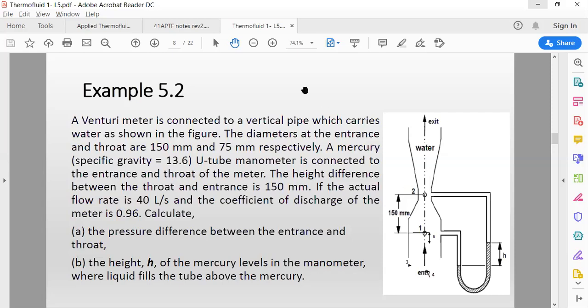And it is very clear to see that Z2 minus Z1 is going to be 150 mm. Correct or not? That is basically the height difference here, 150 mm. So for this question, we cannot use whatever we derived just now. All right, we need to start from scratch again. So how do we do it?